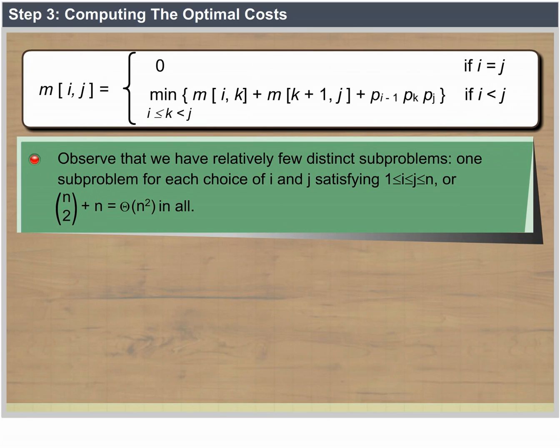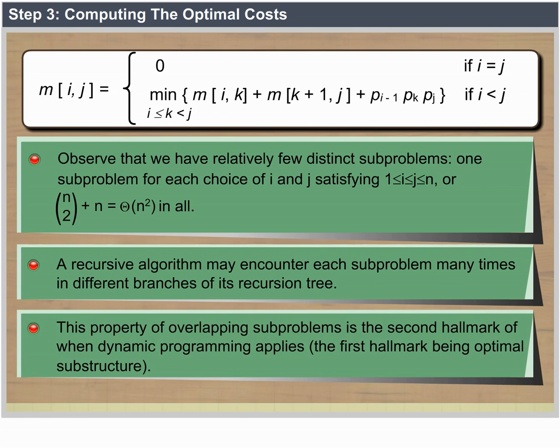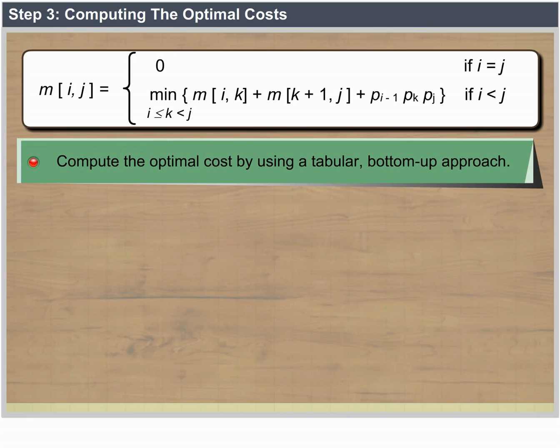satisfying 1 less than or equal to i less than or equal to j less than or equal to n, or n choose 2 plus n, which equals theta of n squared in all. A recursive algorithm may encounter each subproblem many times in different branches of its recursion tree. This property of overlapping subproblems is the second hallmark of when dynamic programming applies, the first hallmark being optimal substructure. Compute the optimal cost by using a tabular bottom-up approach.